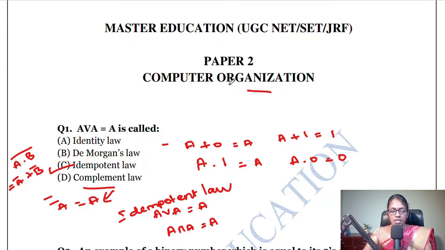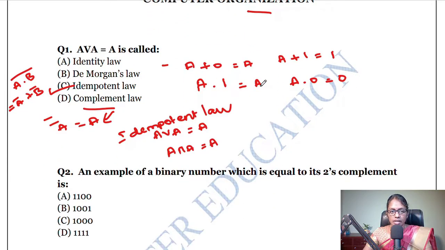Okay, let's begin. The first question is: A OR A equal to A. This is called which law? There are so many Boolean laws, right? Identity law, De Morgan's law, idempotent law, complement law, distributive law, and many other laws are there.